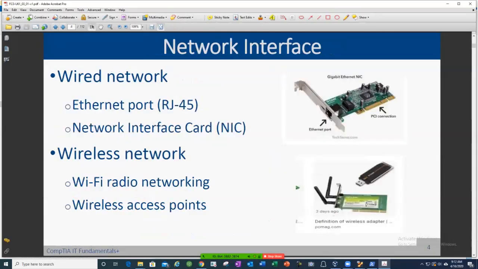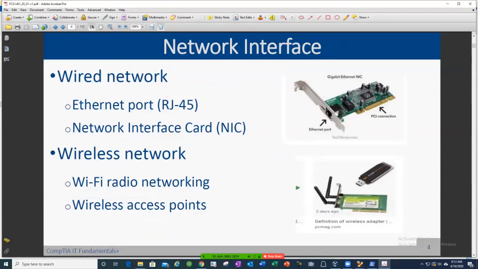What is a network interface card? Well, the name goes with it. We refer to this as the NIC. And there are basically two types, the wired network and a wireless network.